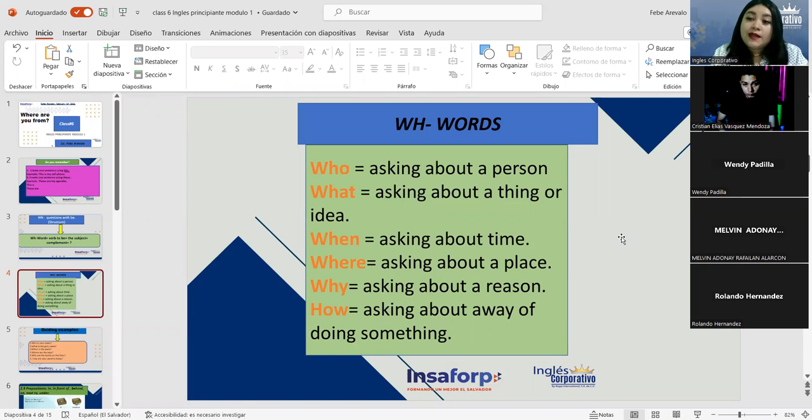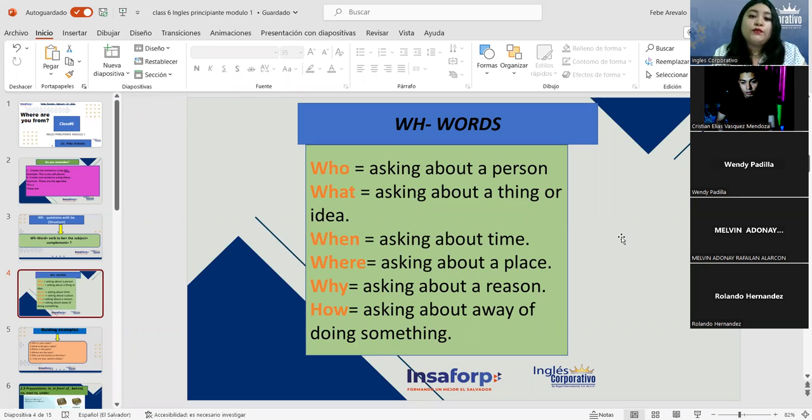Who equals asking about a person. What equals asking about a thing or idea. When asking about time. Where asking about a place. Why? Asking about a reason. How? Notice, esta no es how. No me vayan a decir how, porque how no existe. Es how. Vean cómo abro la boca. How? How? Asking about a way of doing something.